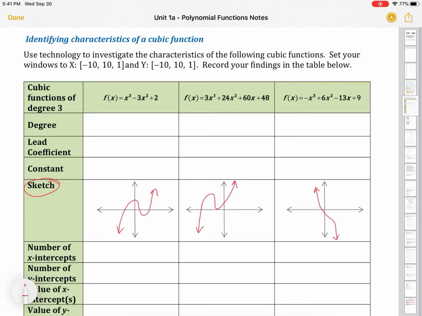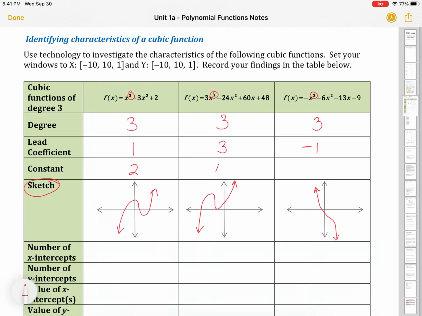So it is a sketch, and I always say a sketch is an approximation, it doesn't have to be a work of art. So let's answer our questions. So for the first one, the degree is 3. Second one, the degree is 3. Third one, degree is 3. First one, the lead coefficient is 1. There's a little invisible 1 there. Second one, the lead coefficient is 3. And the third one, the lead coefficient is -1. Remember, we do have an invisible 1 there.